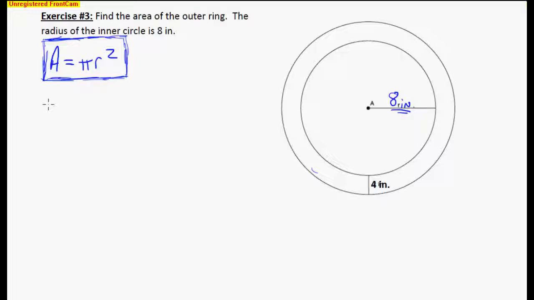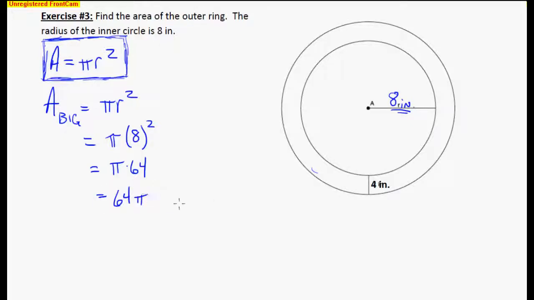So I'm going to say the area of the big circle is pi r squared, and I'm just going to plug in what they give me. I know what pi is. I'm going to leave pi just how it is. I'm going to put in 8, and I'm going to just do the math. 8 squared is 64. Usually we write that as 64 pi. And what are we in? We're in inches squared. So there's the area of the big circle.